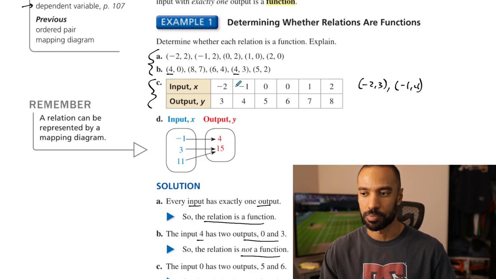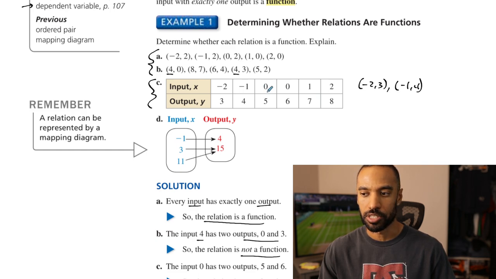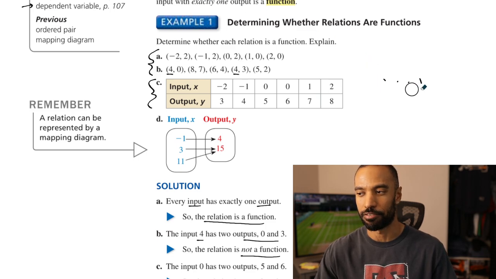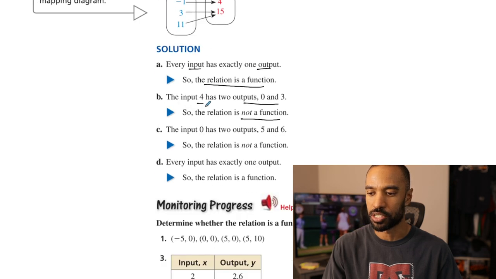So here are the X's. Now, I see a repeat on 0. Just because it repeats, does that mean it's going to be not a function? Not necessarily. You have to see that for this input, you have different outputs. You put in 0, you get 5. You put in 0, you get 6. Okay, that's an example of not a function. So same input, 0, different outputs, 5 and 6. Part C is not a function for that reason.